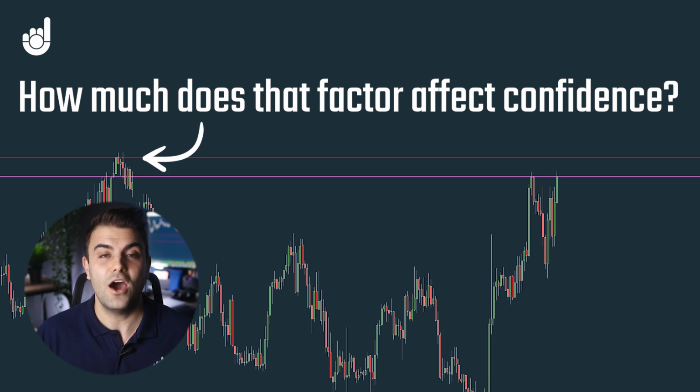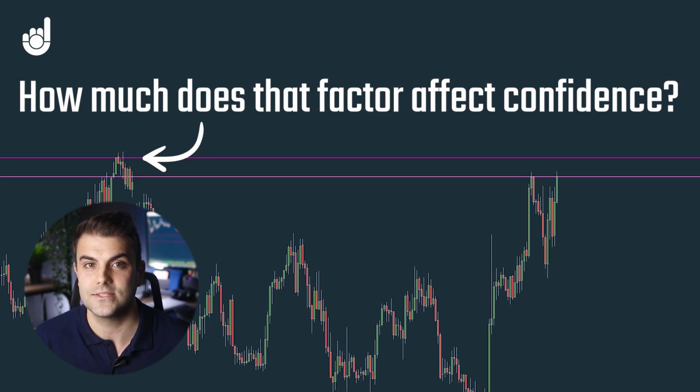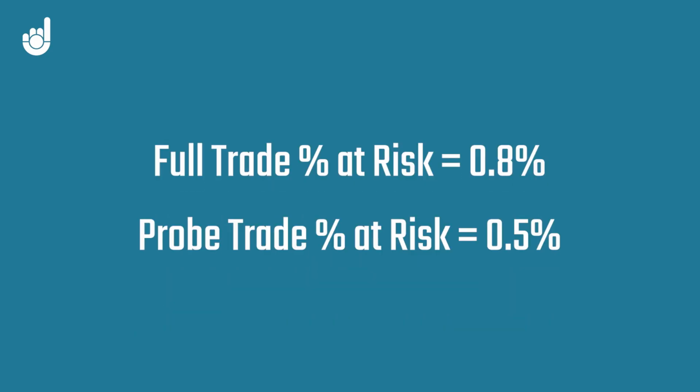I'll then decide how much that particular factor affects my confidence to enter the trade, and I'll then reduce my position size based on that. Like I might make it 0.5% at risk instead. So it's 0.5% at risk for the probe trade and 0.8% for the full trade.